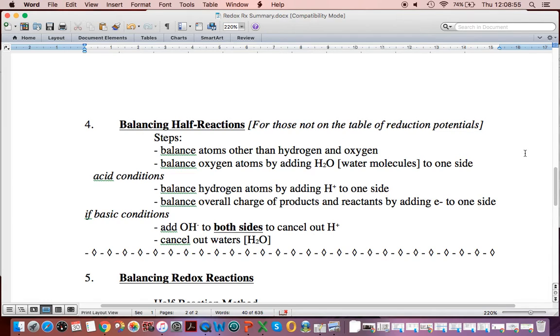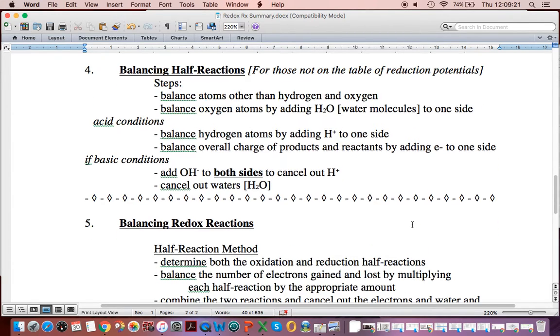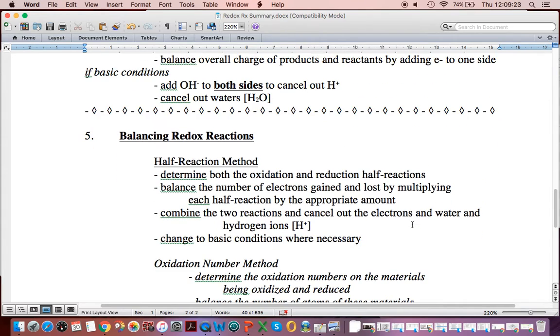So major means you balance any elements that are not oxygen or hydrogen. Then you balance the oxygens by adding water molecules. You balance the hydrogen by adding H plus ions. And then you have to make sure you balance the charge by adding electrons to the side that has the higher charge. Basic, all you're doing is adding the same amount of OH minus to both sides because we don't want to throw our balanced half reaction out of balance.